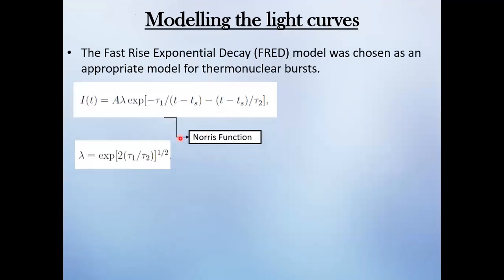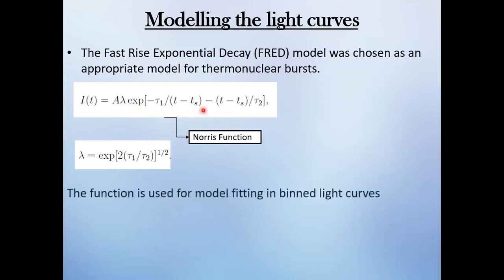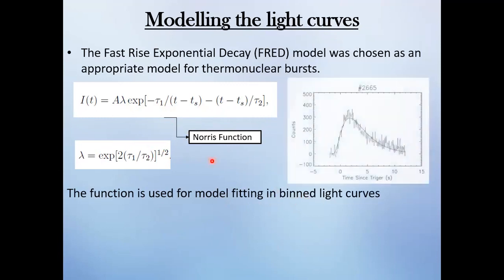There was a person called Norris. He classified and studied all these flares and then came up with a solution, called the Norris function. Here, A is the amplitude, lambda is defined by this quantity shown here, and TS is the start time of the flare. Tau 1 and tau 2 I'll describe in a few moments. This is the function used for modeling these binned light curves.